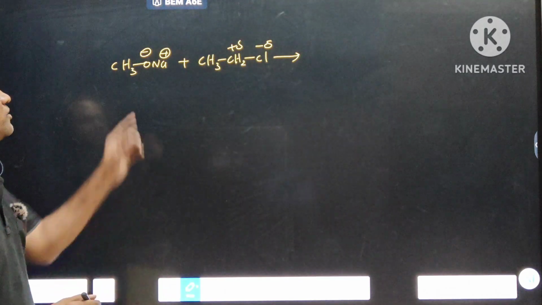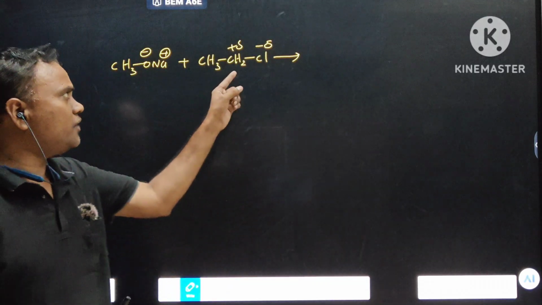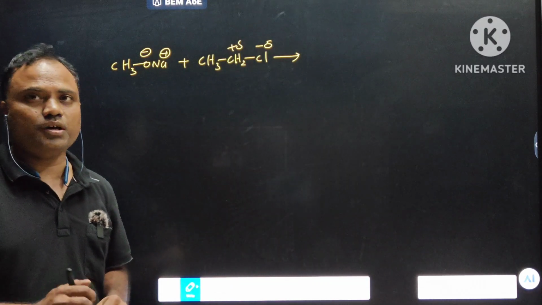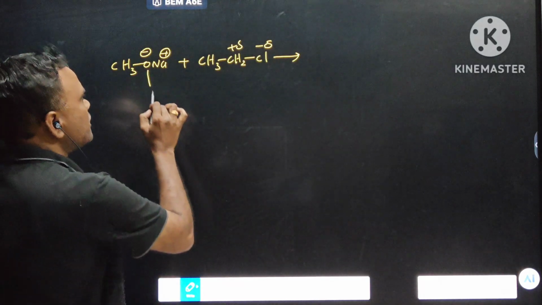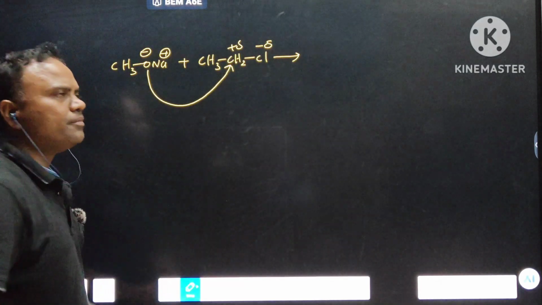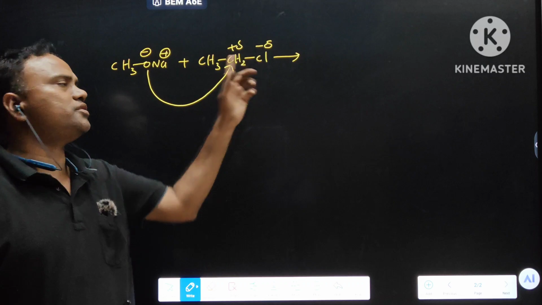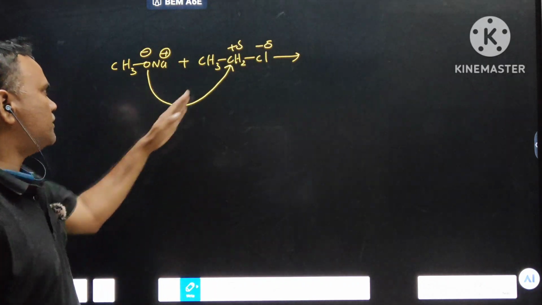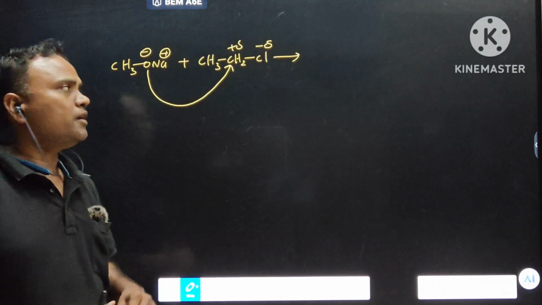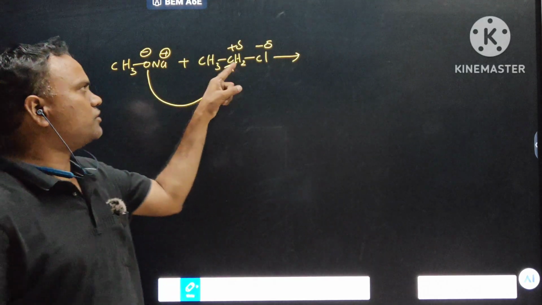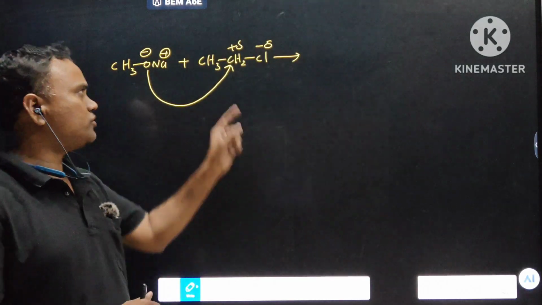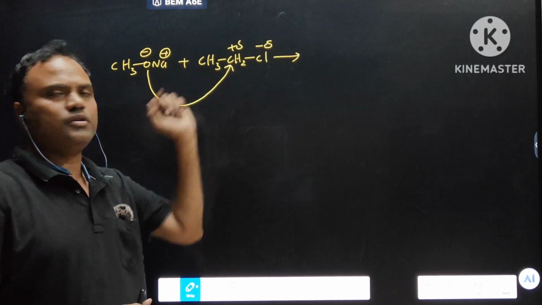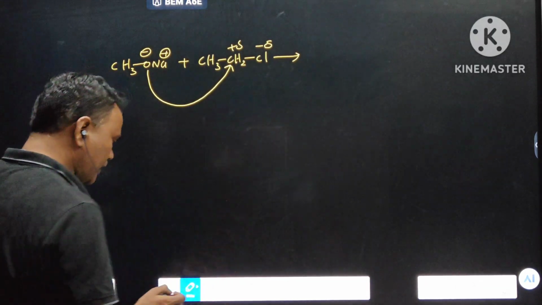Look at this. This oxygen with negative attacks the alpha carbon. Remember, here you have two carbons. Oxygen is attacking the alpha carbon only. Alpha carbon means the carbon directly attached to halogen. That is important. Some students will attach here, which is wrong. We have to attach the oxygen to the carbon directly connected to halogen. At that time Cl leaves.